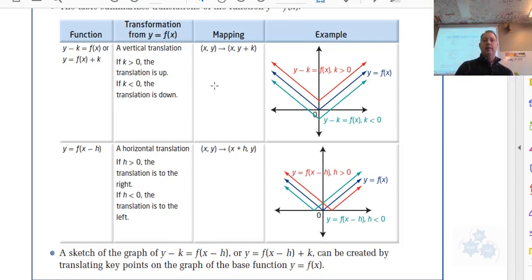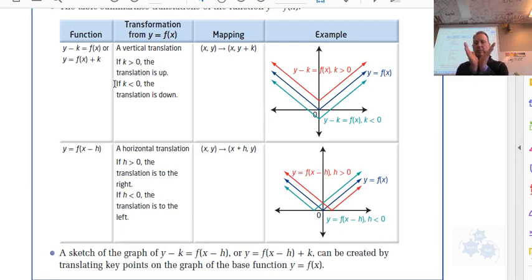Okay, so let's just talk about what we've talked about here so far. Let's do a little bit of a review, okay? We're talking about transformations. The first transformation we're talking about is any function. We're using the absolute value of x function, but it really can be applied to any function. We'll do a couple more examples as well.